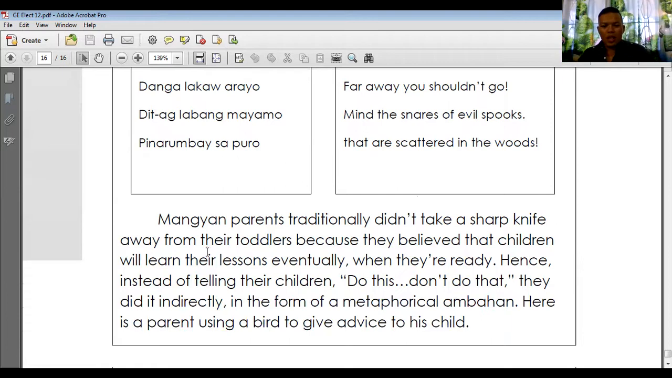It was said there that they believe that children will learn their lessons eventually when they are ready.